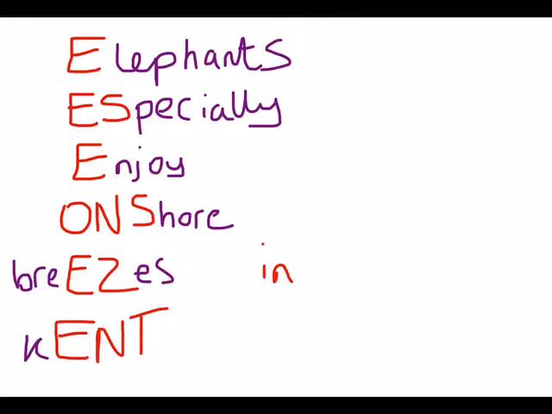One possible way to help you remember the endings is with this silly sentence. Elephants especially enjoy onshore breezes in Kent. If you know that sentence, it can be almost like a clue to help you remember what the endings are.